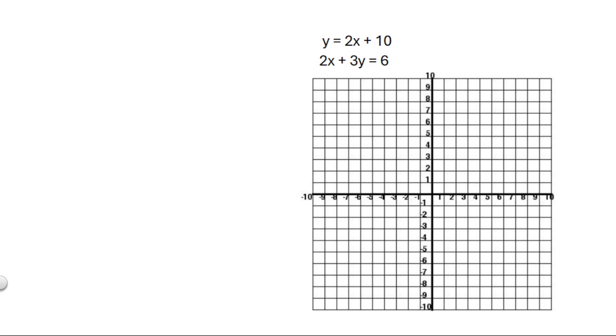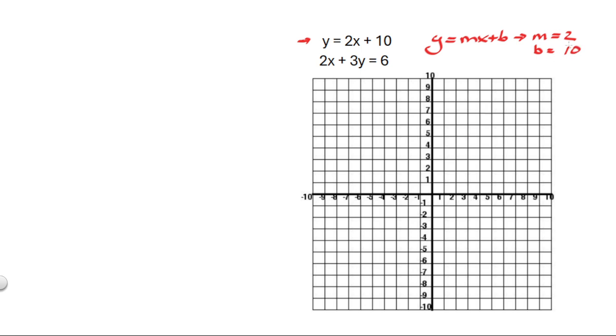In this video, I will solve this system of linear equations by graphing. So the first equation, which I'll do in red, is y is equal to 2x plus 10. That's in slope-intercept form. I know it's y equals mx plus b. So I know that the m value, the slope value, is 2, and the b value, the y-intercept, is 10.